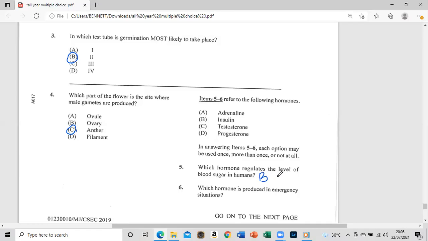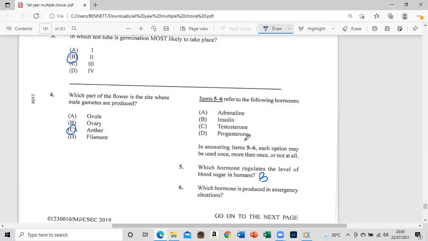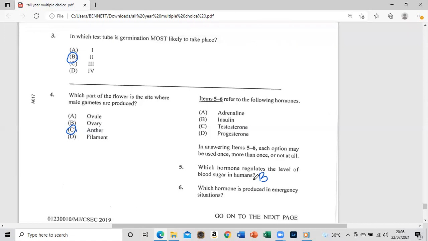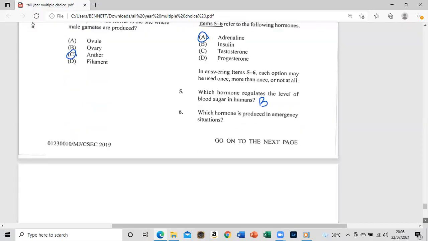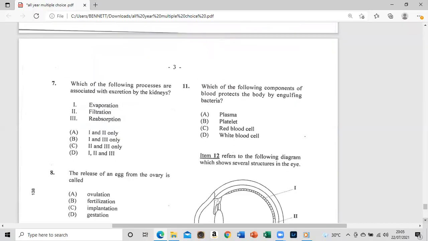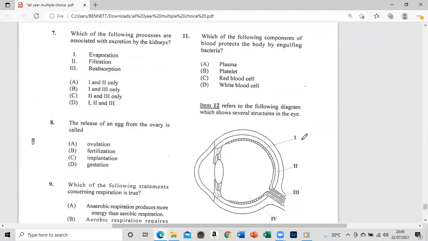Alright, 6. Remember, it's referring to one of these. Which hormone is produced in an emergency situation? And that is adrenaline. We should know that because we hear that word regularly: a rush of adrenaline. Alright, let's move on, trying to do this as fast as possible. Number 7.